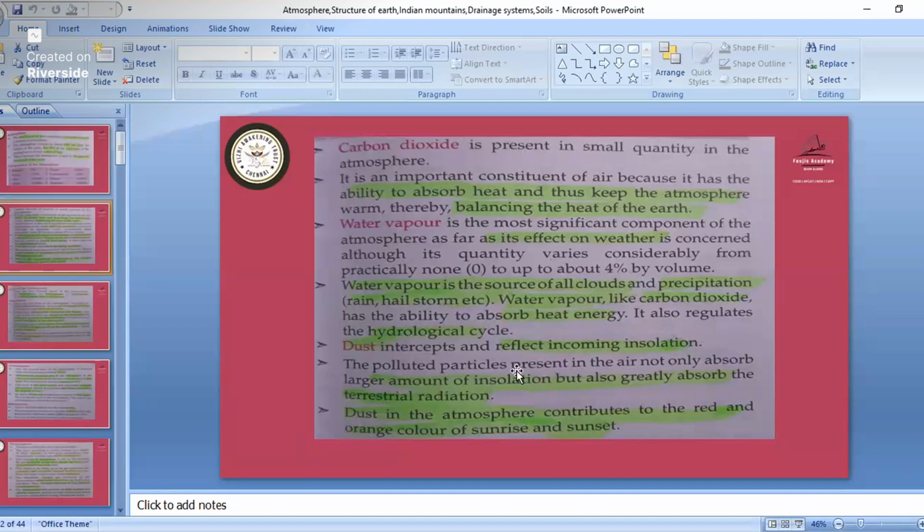The polluted particles present in the air not only absorb a larger amount of insolation but also greatly absorb the terrestrial radiation. Not only insolation, they also absorb terrestrial radiation. And during sunrise and sunset, you will be seeing red and orange color. That is due to the presence of dust particles in the atmosphere.